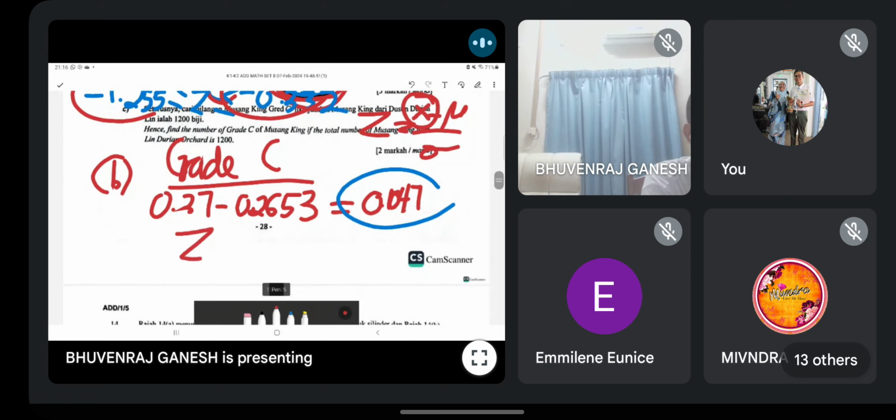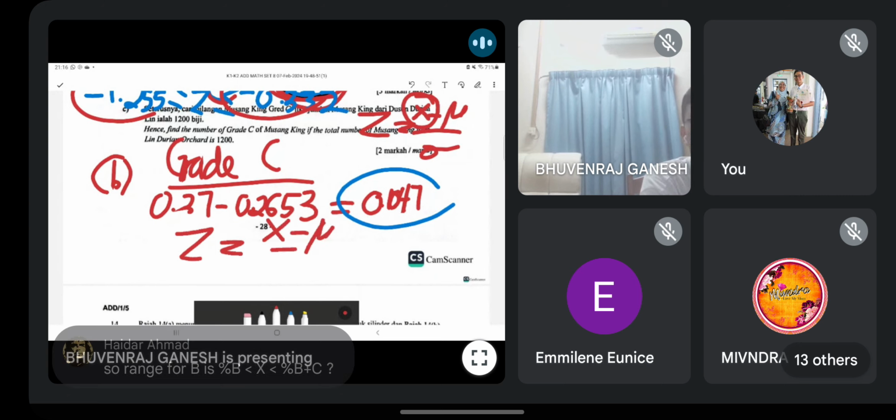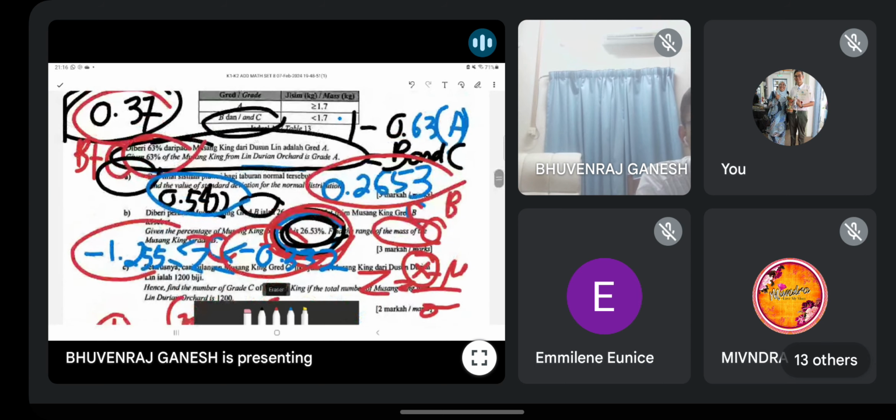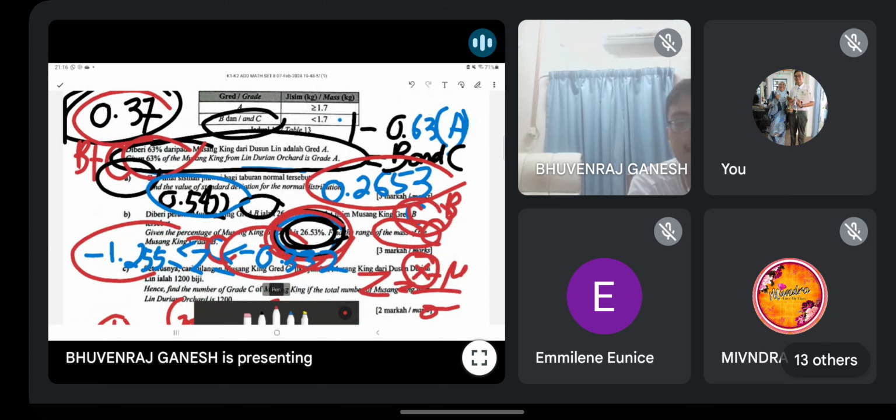So you will use Z equal to X minus mean over standard deviation. Percentage B less than X less than percentage B plus C. Why you plus C? If you plus C means you consider the C grade also. Hanya kena compare B dengan B. Means the least B until the most B. Ya, betul. That's why I minus. Now I tukar the soalan already, Haida. The soalan one for grade C, not grade B. Soalan got error. Just now I say we are counting for grade C.